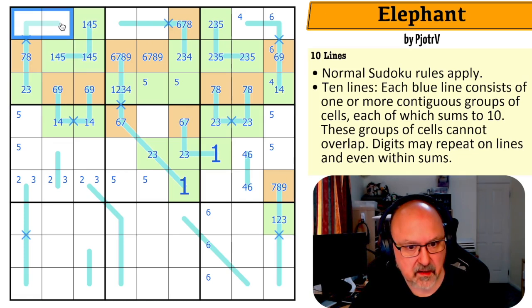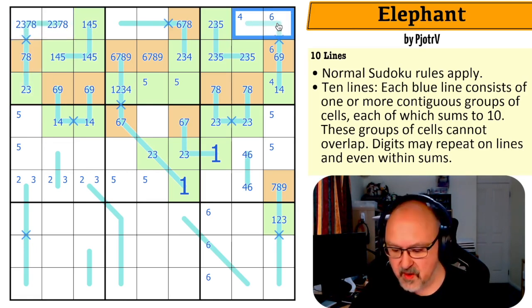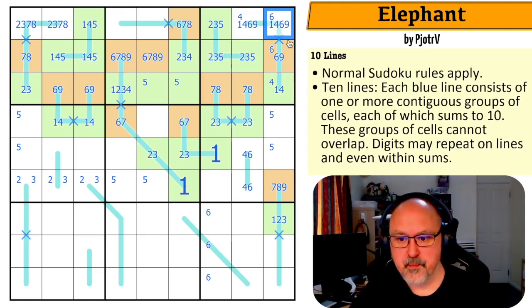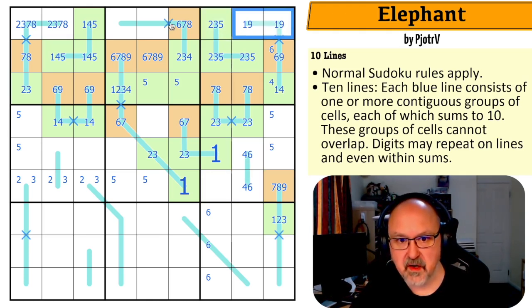So up here, yeah, this is 2, 3, 7, 8. That's all that's left that I haven't put in the box. This is a 2, 3, 7, 8, and this is 1, 4, 6, 9. But I can't put a 6 or a 4 there. This is a 1, 9. So this is a 1, 9. That's not the 6. That's not the 4. The 4, 6 here resolves this to be the 1, 9.